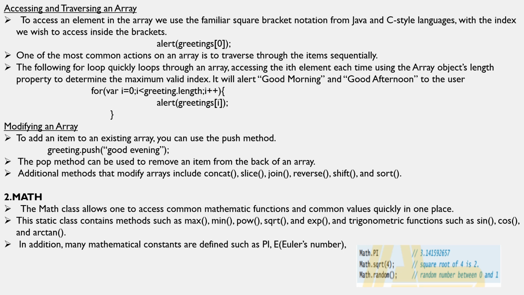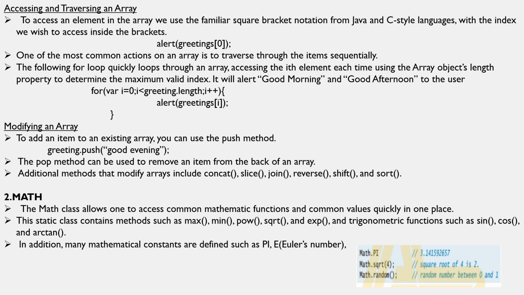Then Math.PI, Math.sqrt of 4, and Math.random. Math.PI shows 3.14. Math.sqrt gives you the square root of 4, and Math.random gives random numbers between 0 and 1.